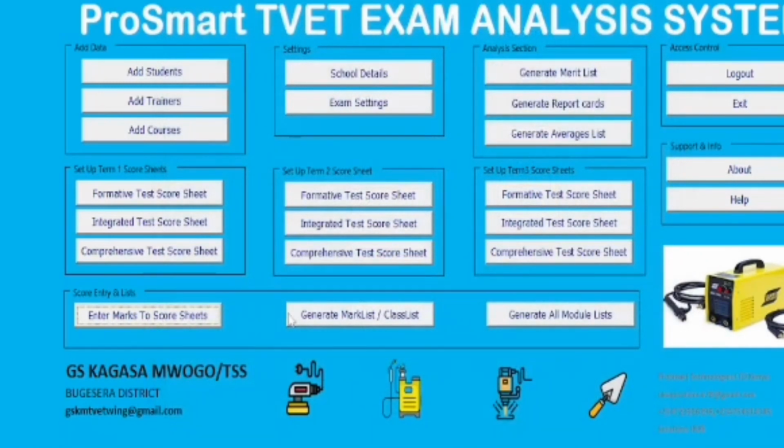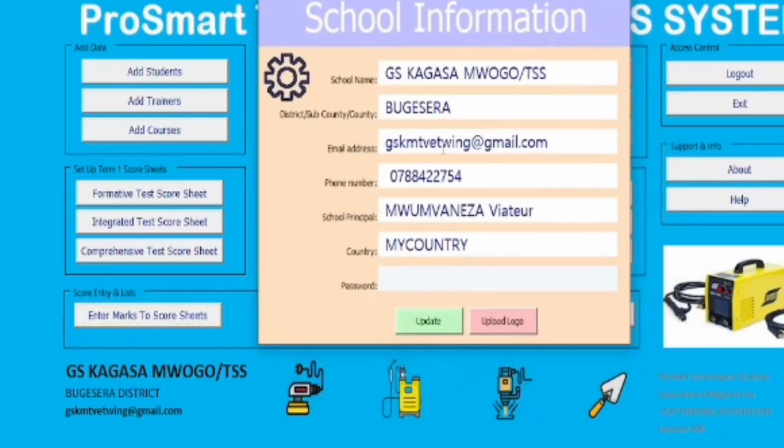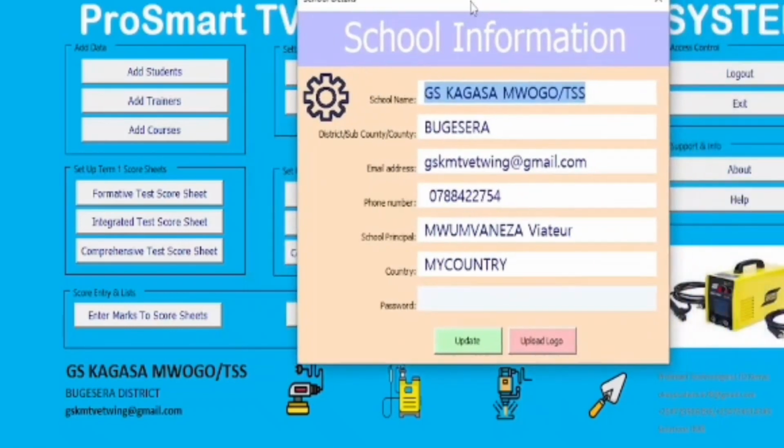Then after entering marks, we'll go to analysis. But before we go to the analysis, you have to do some settings like the school details. You need to put the school details here. The school details already existing in the database, we have them here. These are fictitious, but you can change them to whatever you want. Let me just put mine. I want to put my school name here.